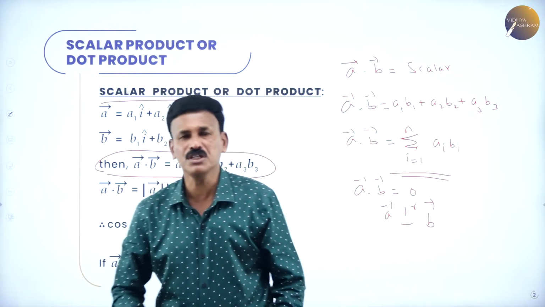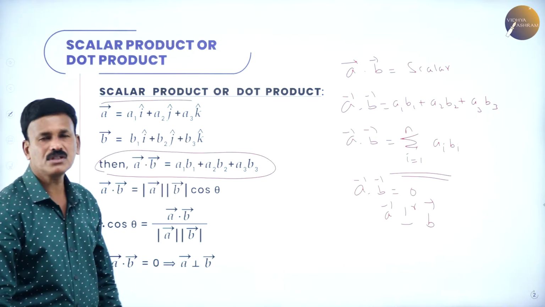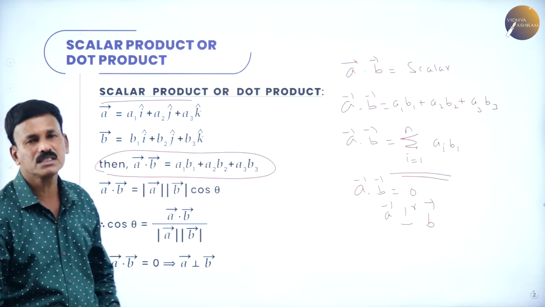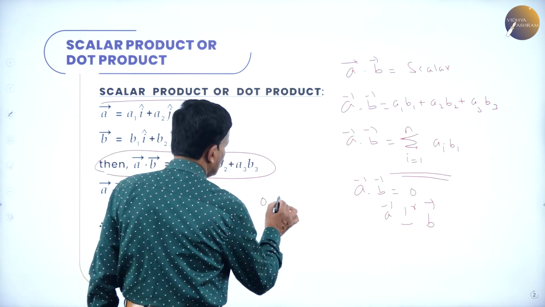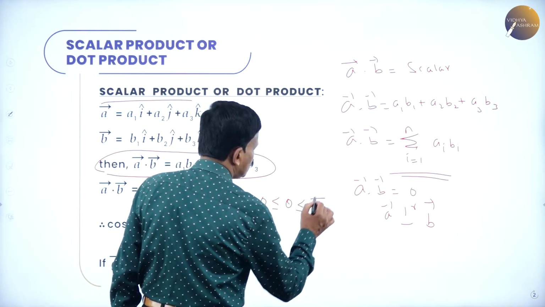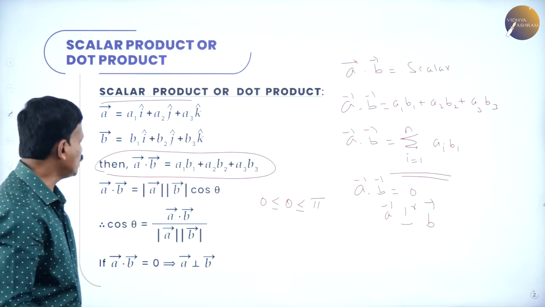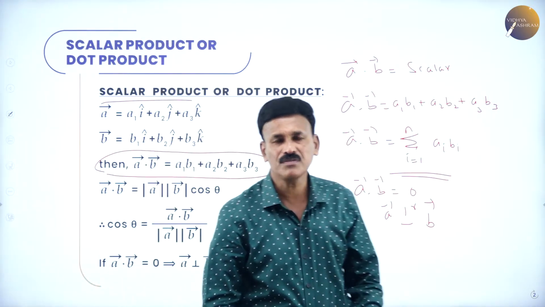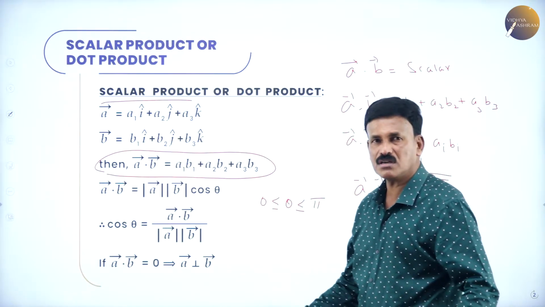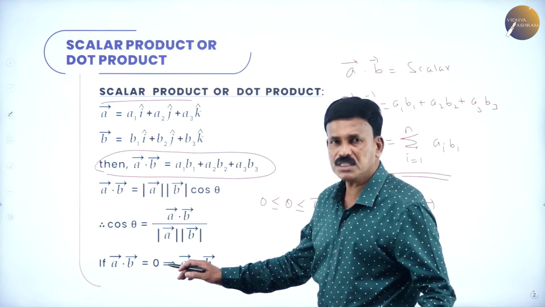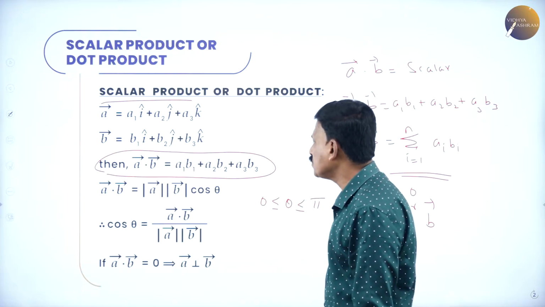Now what is the geometrical meaning of this dot product? The dot product A dot B is always equal to length of A into length of B into cosine of angle theta, where theta is the angle between the vectors and the value of theta lies between 0 and pi. If you want to find the angle of intersection between the two vectors, we use the concept of the dot product, and cos theta is defined by cos theta is equal to A dot B divided by length of A into length of B.